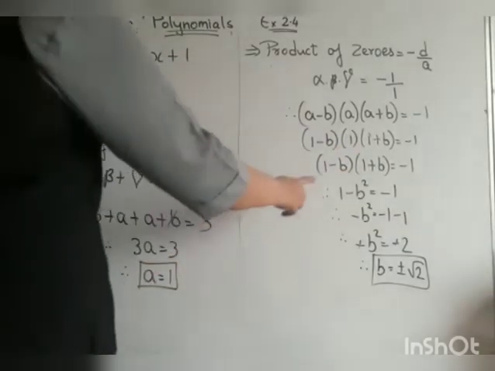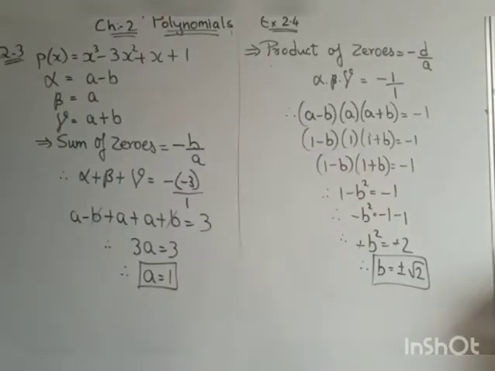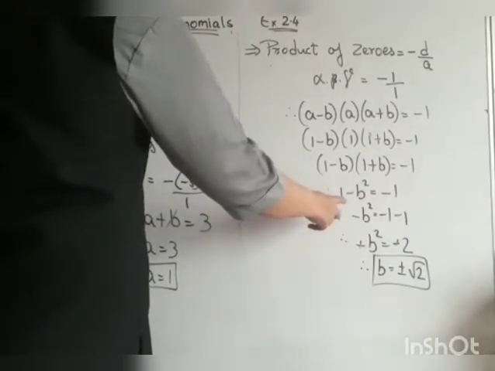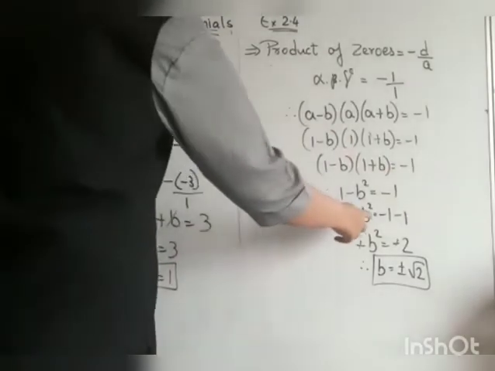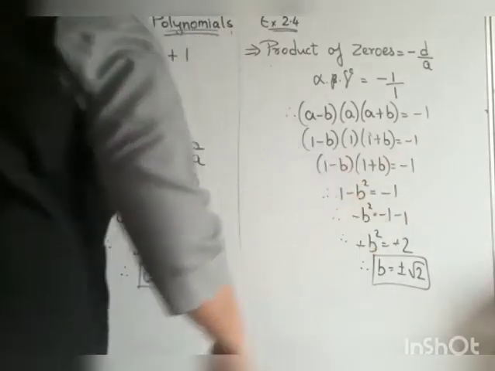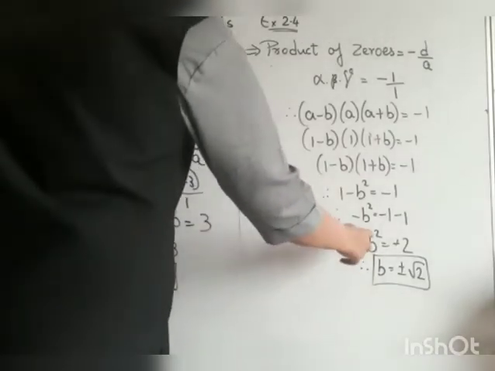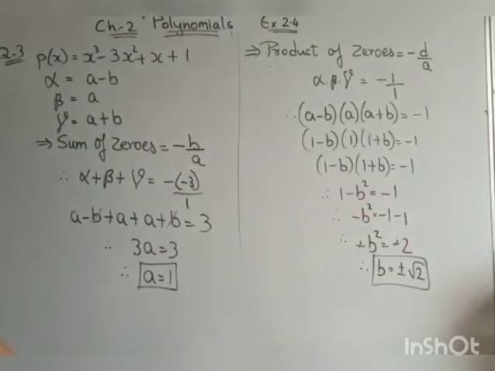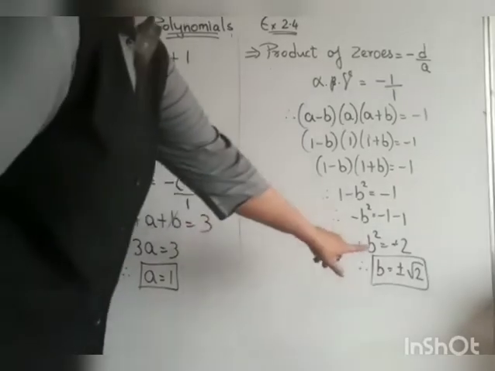Now children, here you can see which formula: a minus b into a plus b is equal to a square minus b square formula. So here it will become 1 square minus b square. Now you know 1 square is 1. So we will write 1 square minus b square is equal to minus 1. Therefore, minus b square is equal to minus 1. This 1 we will take to the right side. It will become minus 1. So minus b square is equal to minus 2. Minus minus cancel. Now you know that square when it goes to the other side becomes root. Therefore, b is equal to plus or minus root 2. So here we have got the answer: a is equal to 1 and b is equal to plus or minus root 2.